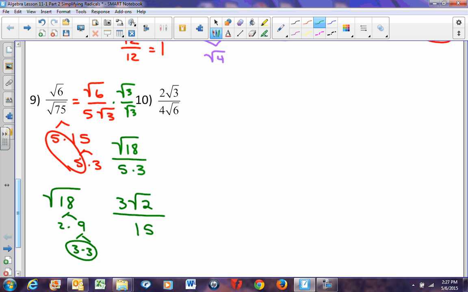Now, because I have whole numbers out here, these 2 whole numbers, the 3 and the 15, can be reduced because they're both outside the radical. So I need to reduce these. 3 goes into itself once, so this is the square root of 2 on the top. 3 goes into 15 5 times, so it ends up being the square root of 2 over 5.